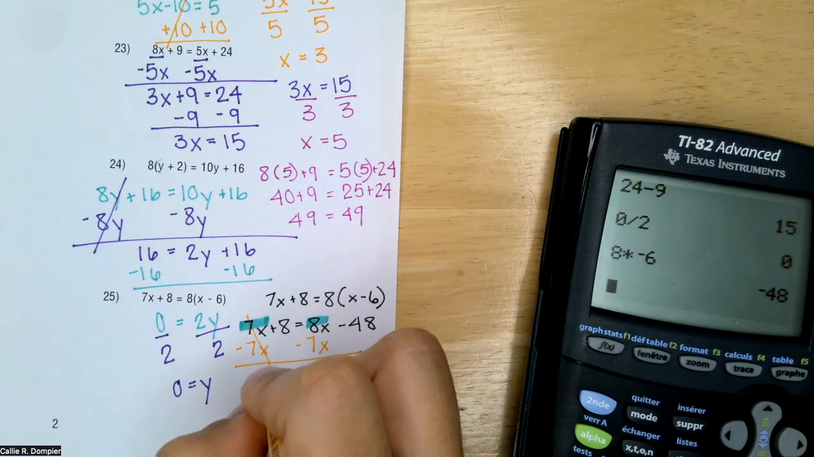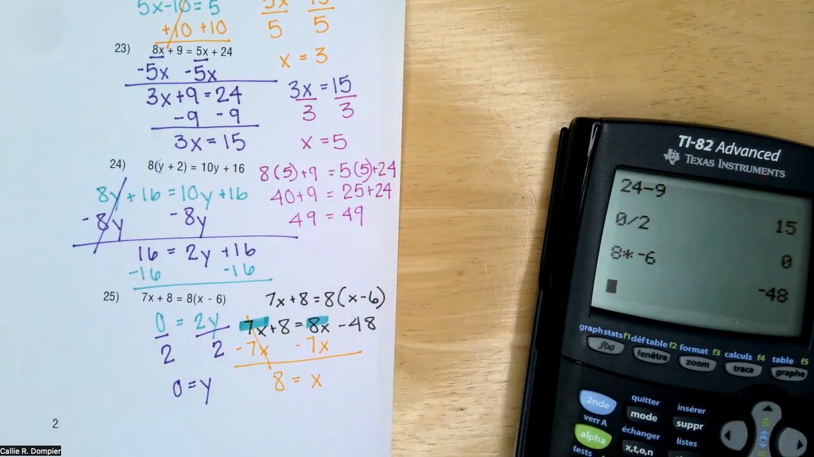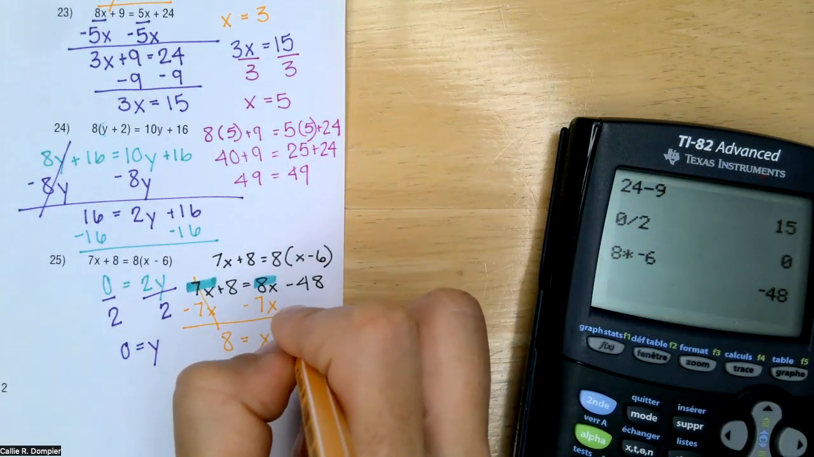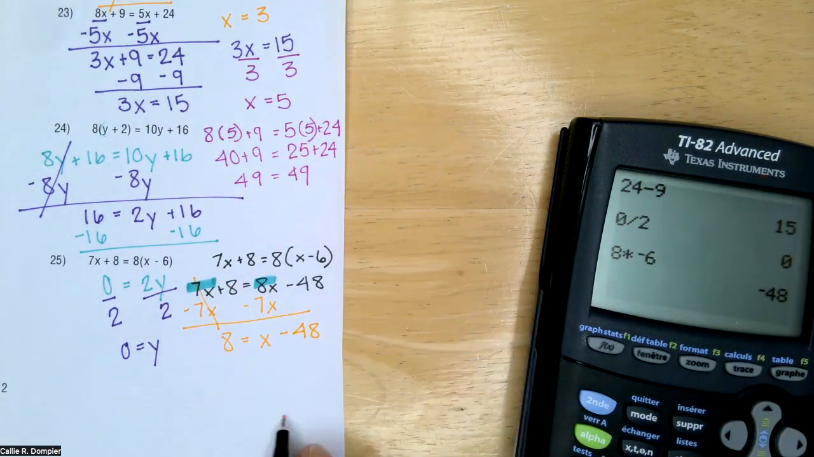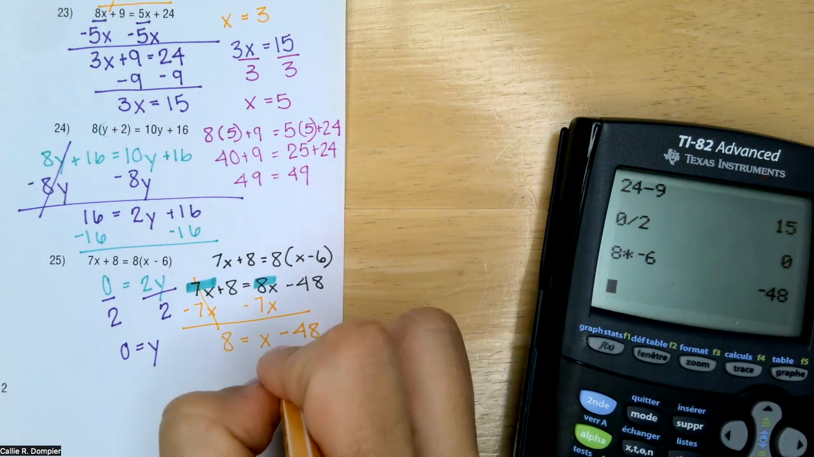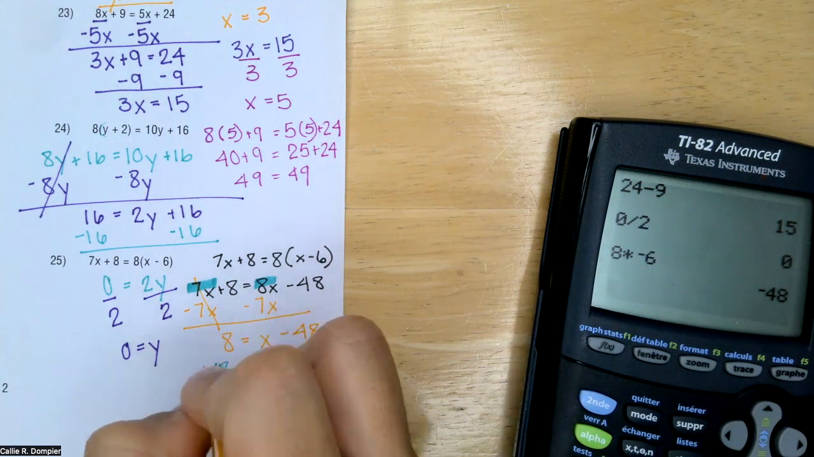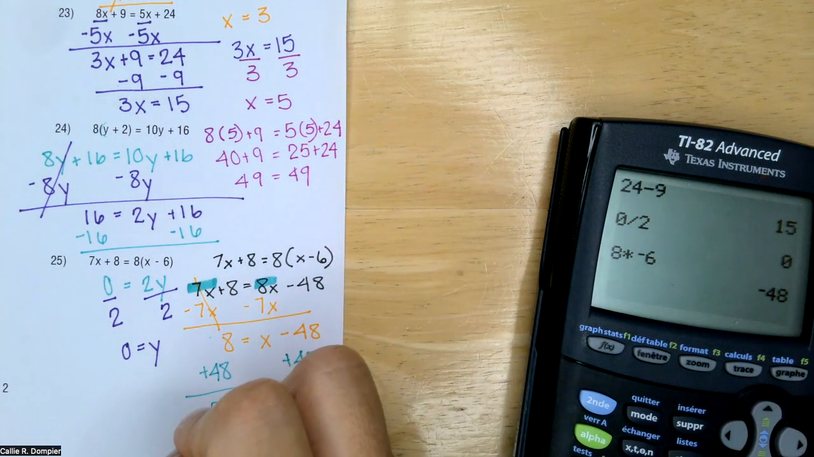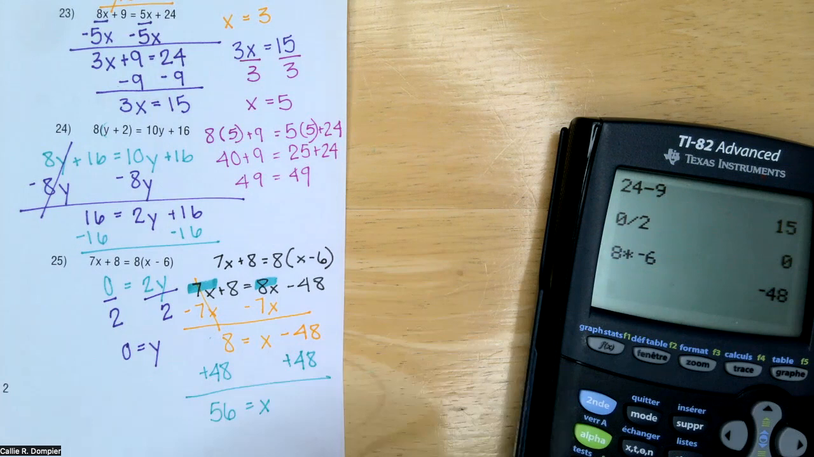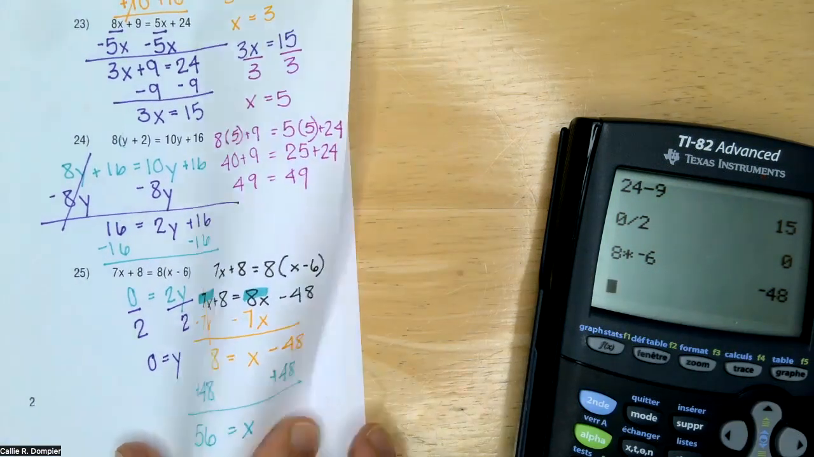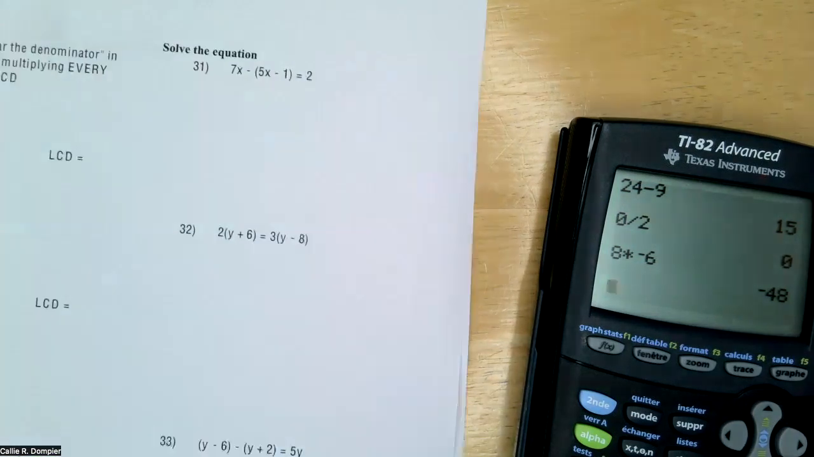Now I just have 8 on this side. I have an x on this side, or a 1x, however you'd like to write it. And then a negative 48. I need to move the negative 48 now because I want the x alone. Add 48 to both sides. 8 plus 48 is 56. X is 56. And you can put it back in here and check that answer. All right.